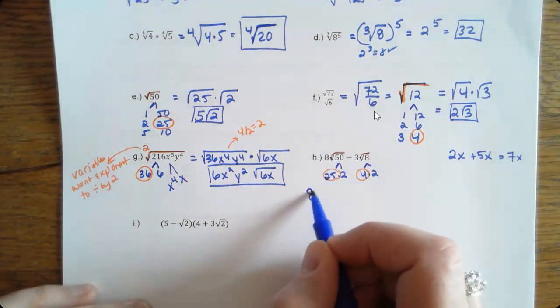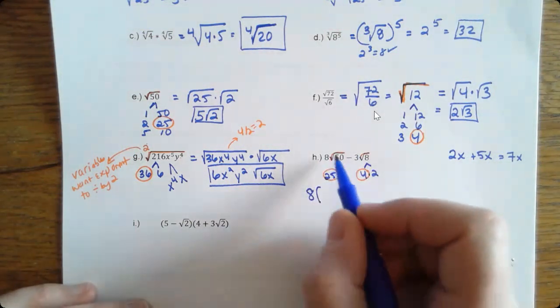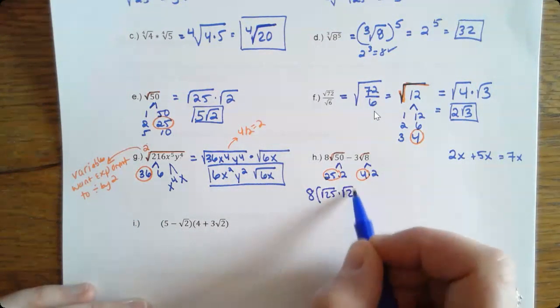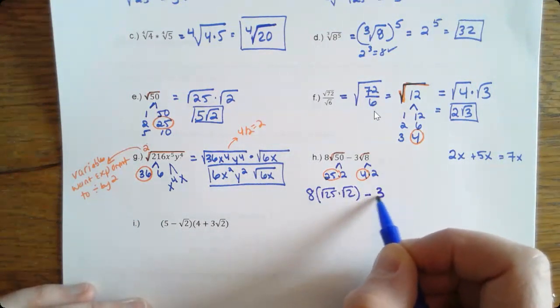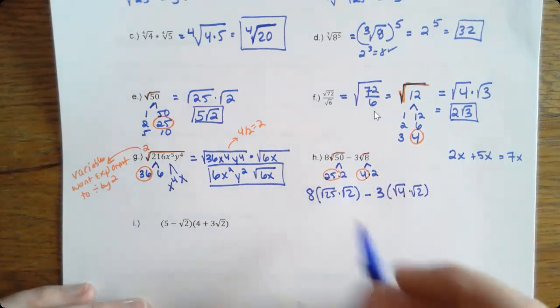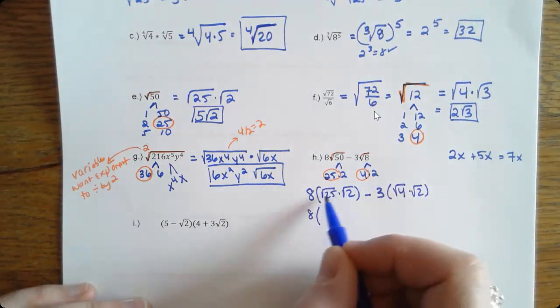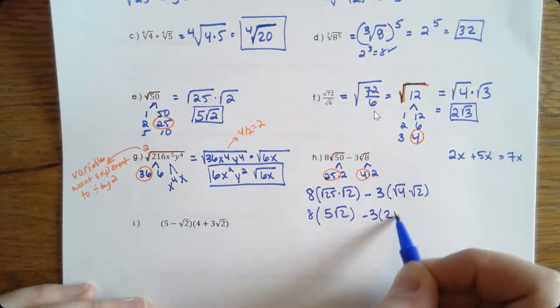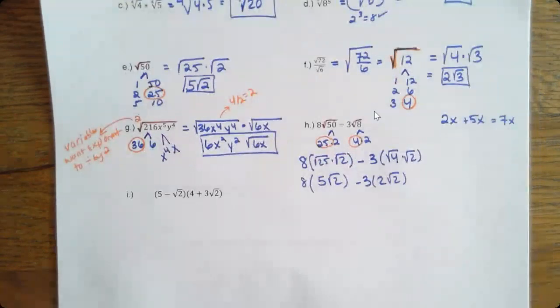This 8 is going to stay on the outside, and then I would have the square root of 25 times the square root of 2 minus, again, that 3 is going to stay on the outside, and then this becomes square root of 4 times the square root of 2. Square root of 25 is 5. Square root of 4 is 2. And then I multiply whatever's left over.